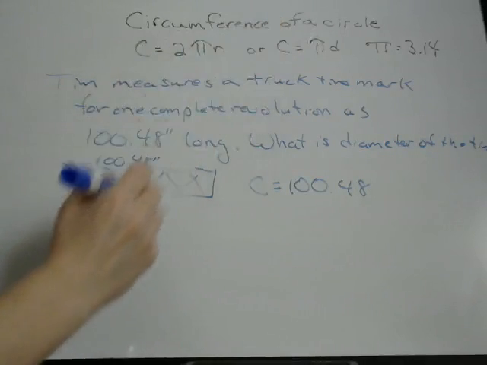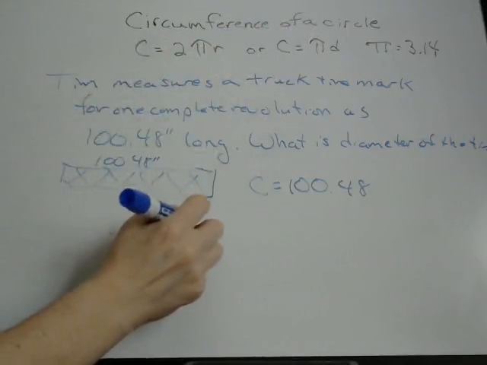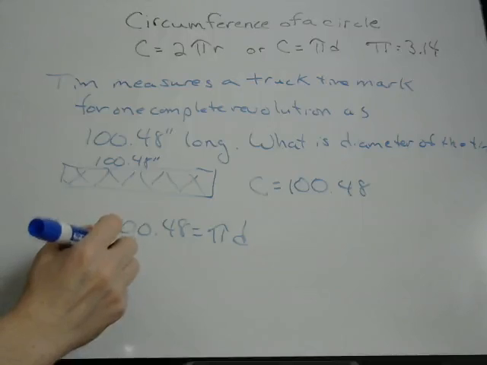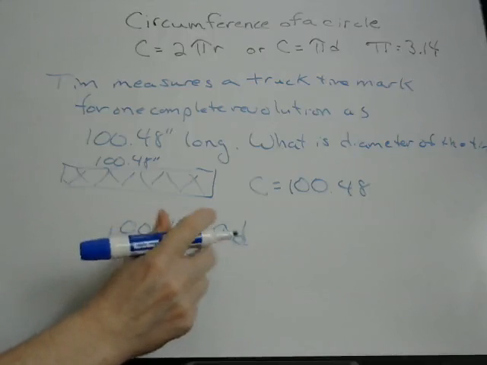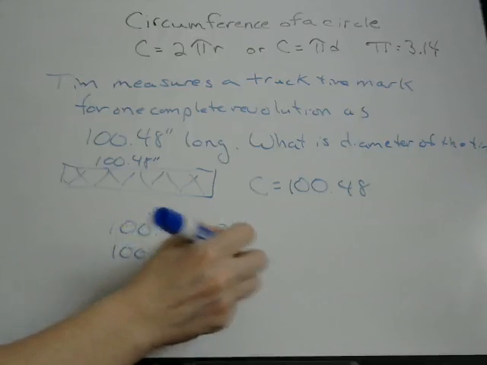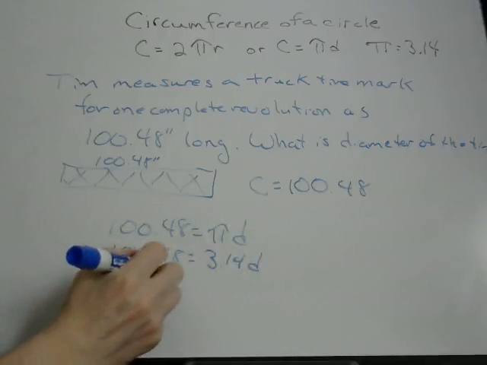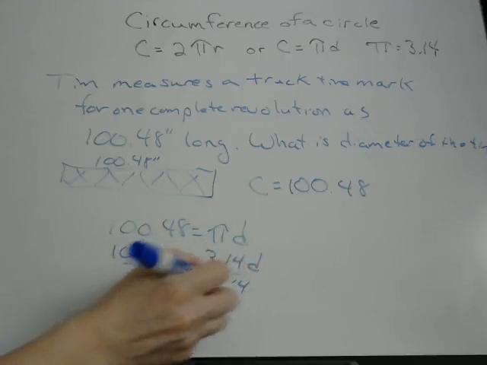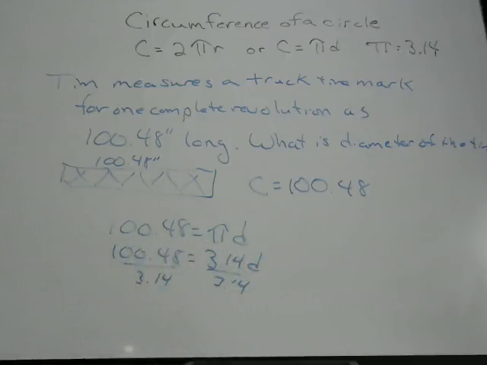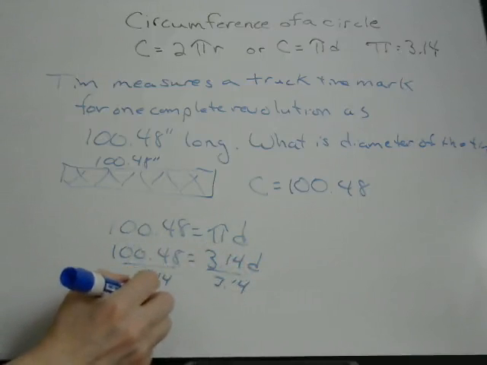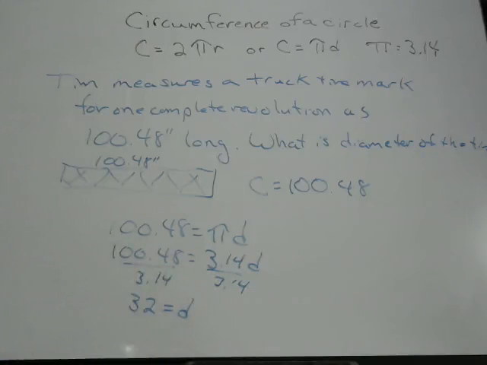So again, we just use our formula. 100.48 equals pi times the diameter. 100.48 equals, put 3.14 in for pi, divide each side by 3.14 in order to solve for d. 100.48 divided by 3.14 is 32. That's the diameter. So don't get scared off if you see word problems. Think about what they're asking you and know that circumference is the length around a circle. And so this is the formula that you would have to apply.